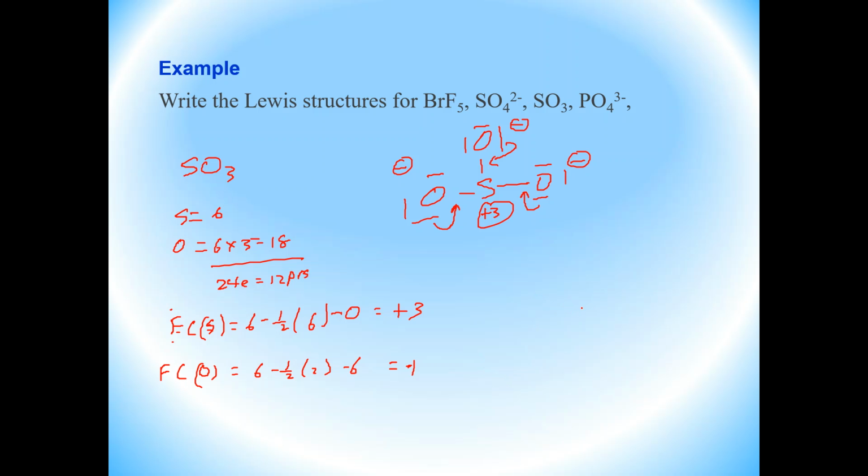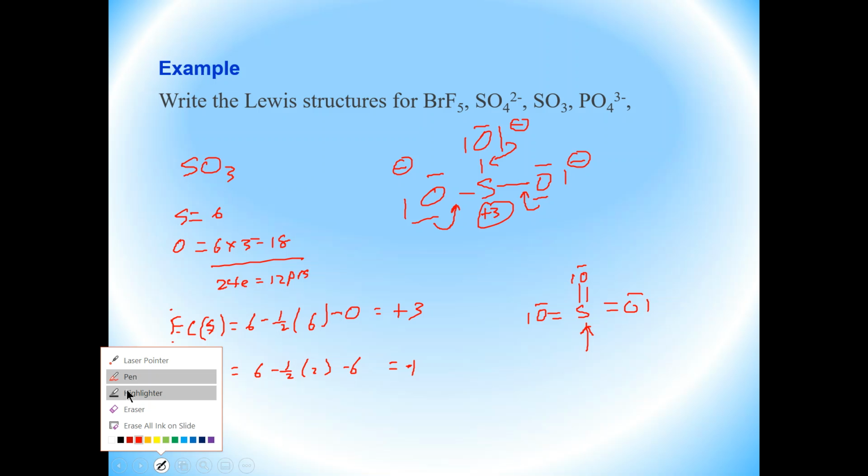So the final answer is going to be S double bond O, double bond O, double bond O. And that's it. All right. And again, sulfur here in the middle has a total of 2, 4, 6, 8, 10, 12 electrons on its outer shell. So again, sulfur is expanding its octet. Okay, the last example I'm going to work here.